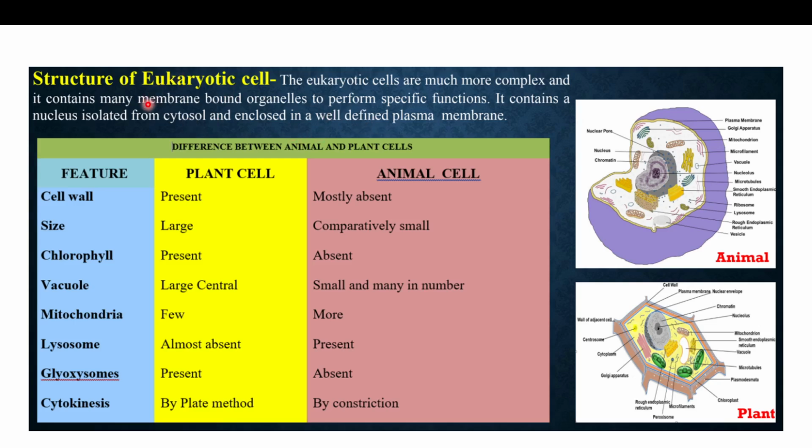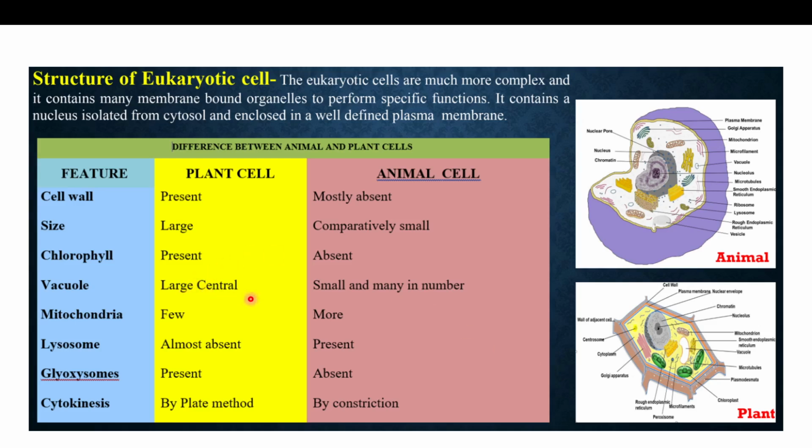Now, again, if we talk about eukaryotic cells, broadly, we can talk about plant cells and animal cells. In plant cells, cell wall is present. In animal cells, it's mostly absent. The size of plant cells is comparatively larger than animal cells. Chlorophyll is present in plant cells, whereas it's absent in animal cells. And there's a large central vacuole in the case of plants.